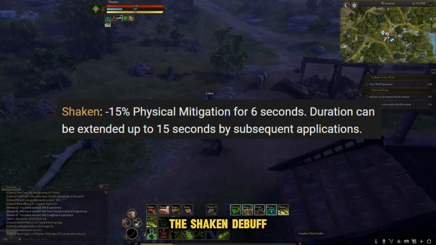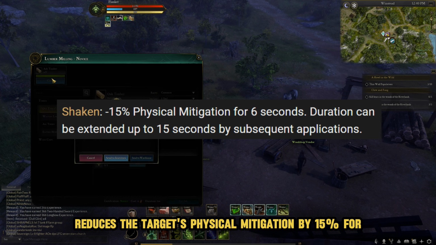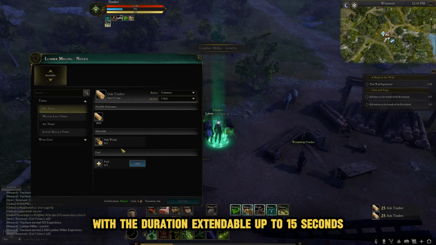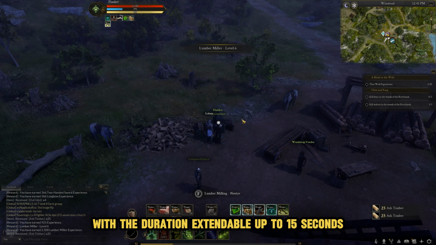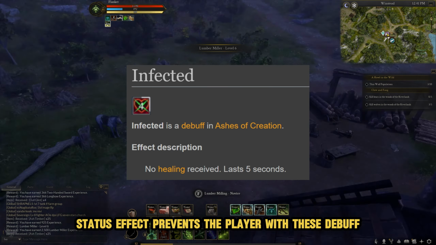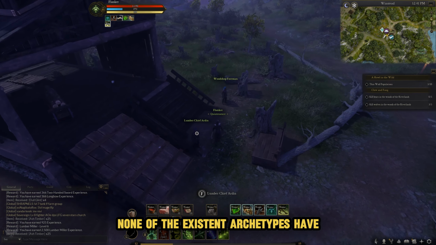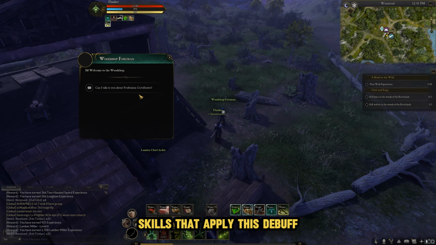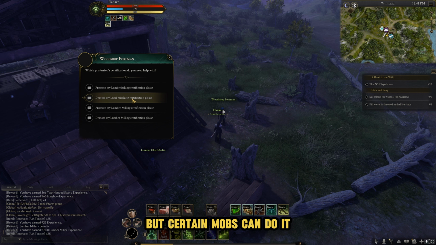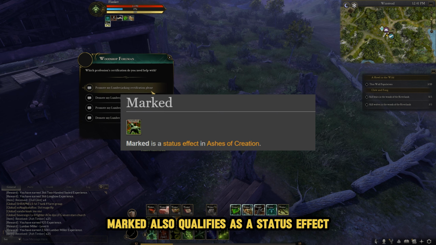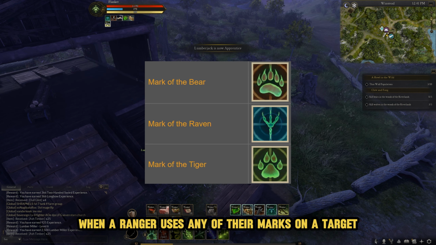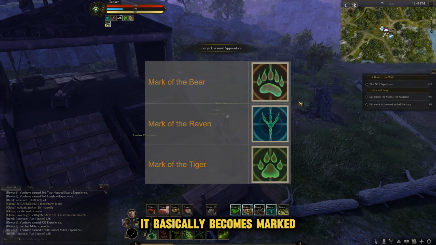The Shaken debuff reduces the target's physical mitigation by 15% for 6 seconds, with the duration extendable up to 15 seconds. The Infected status effect prevents the player with this debuff from receiving healing. Currently, none of the existent archetypes have skills that apply this debuff, but certain mobs can do it. Marked also qualifies as a status effect. When a ranger uses any of their marks on a target, it basically becomes marked.